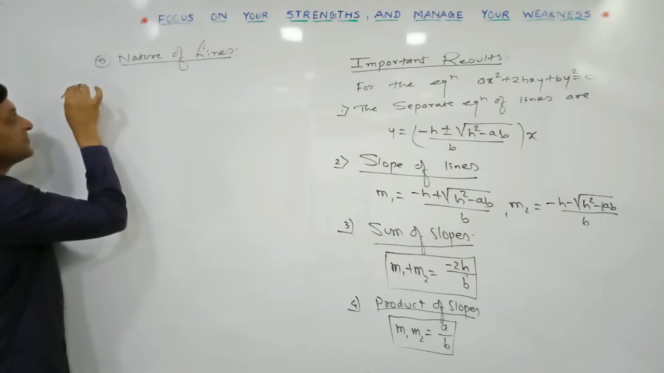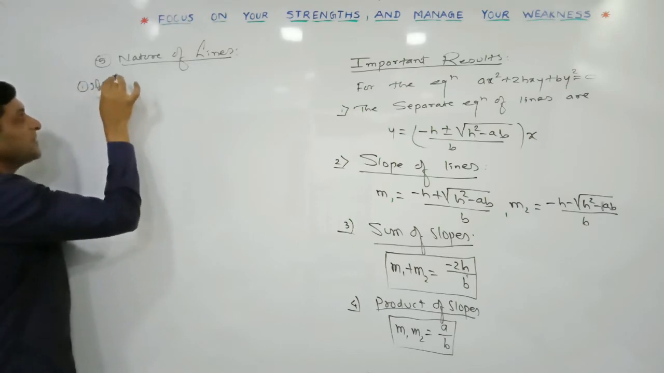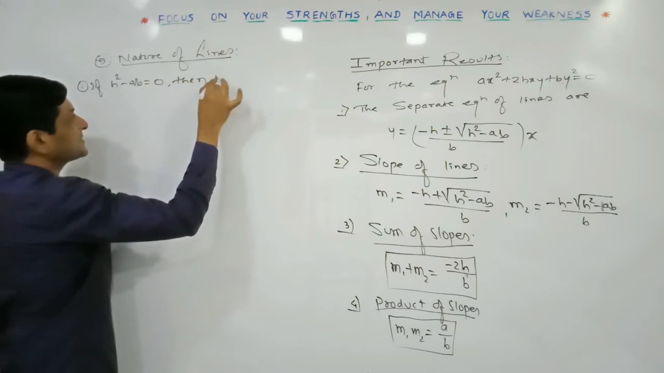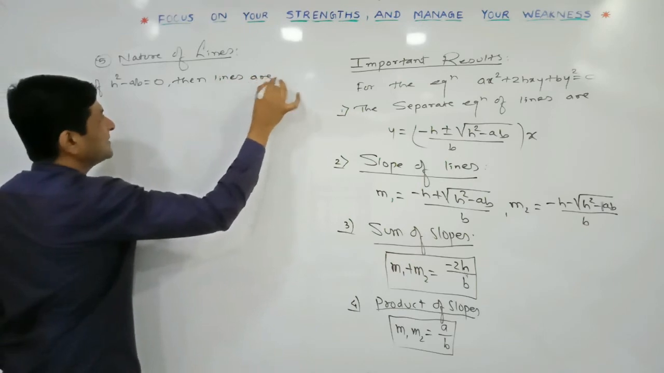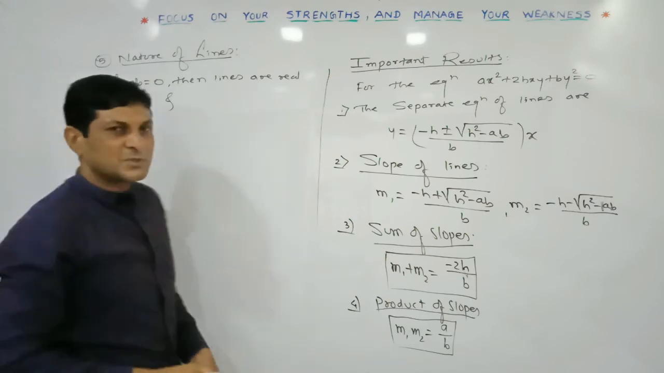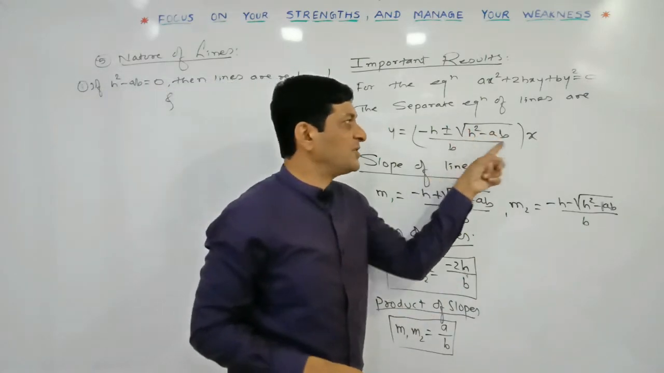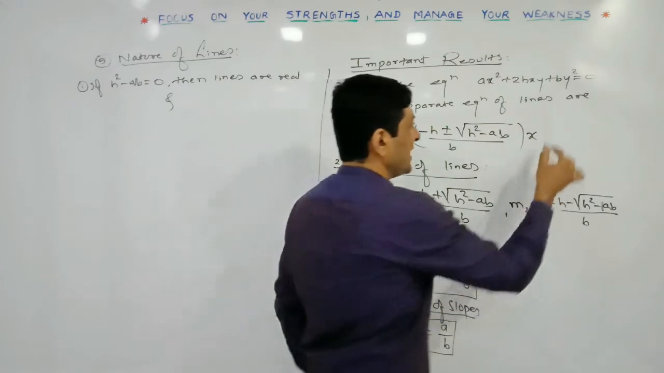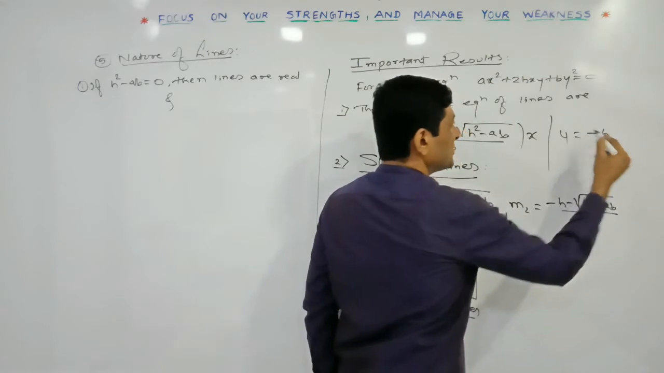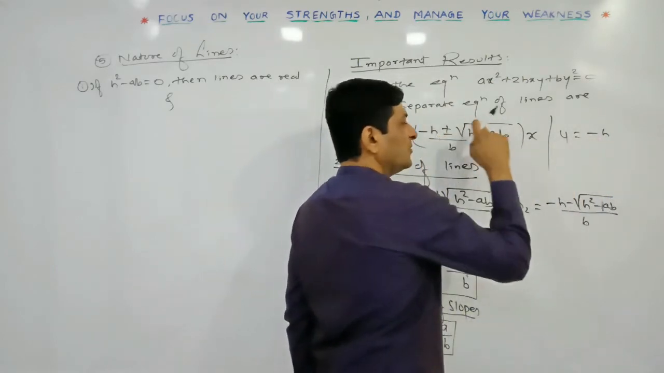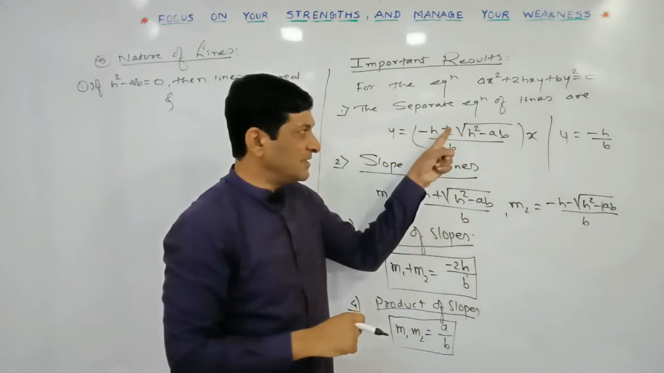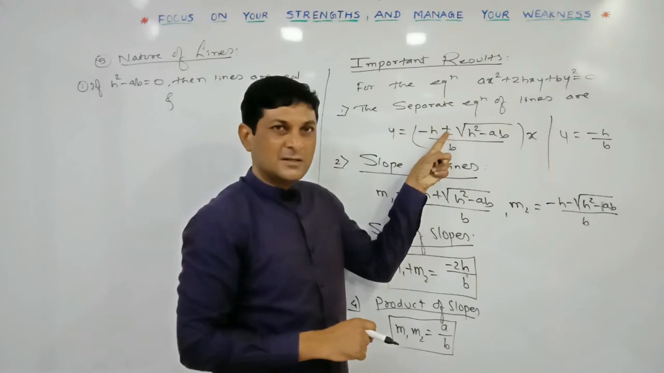So here we are considering the first case. If h square minus ab is equal to 0, then lines are real and what? Let us see what result we will get here. Suppose h square minus ab becomes 0. If this term becomes 0, what will be left here? Here y is equal to minus h plus 0, and minus h minus 0 will also be equal to what? Minus h upon b.